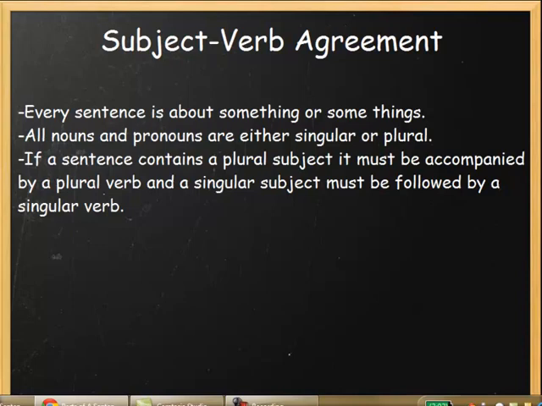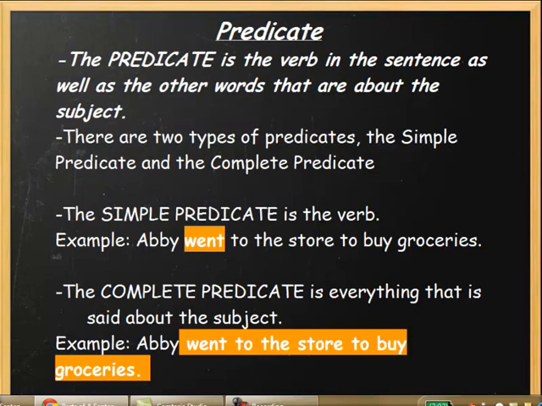However, sometimes we get confused with words like group. Collective nouns are usually singular, but appear plural. And so a lot of people make that mistake. So, if it is a plural subject, plural verb. Singular subject, singular verb. The predicate.